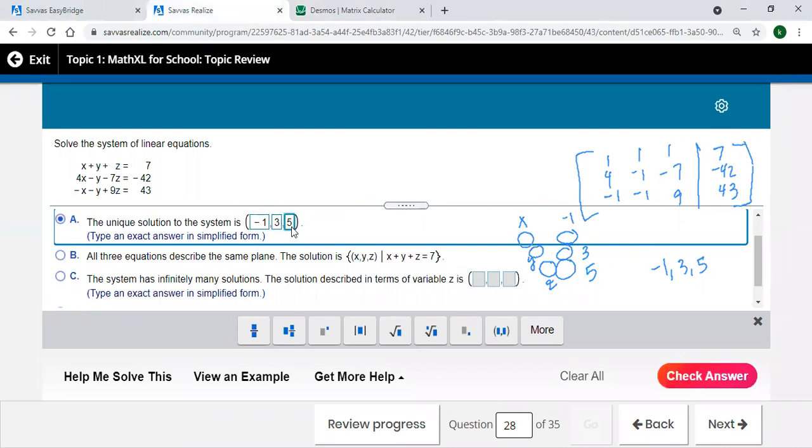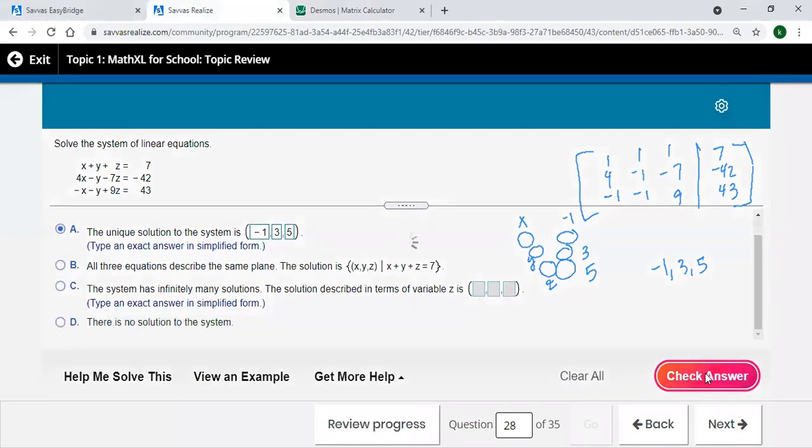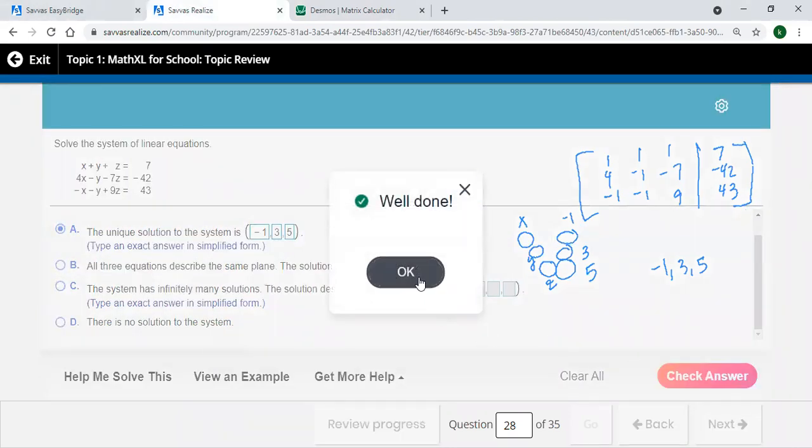All right, let's check it out and see how we did. Excellent, well done. But that gives you a whole bunch of information on how you can do problems like that. Good luck, you guys.